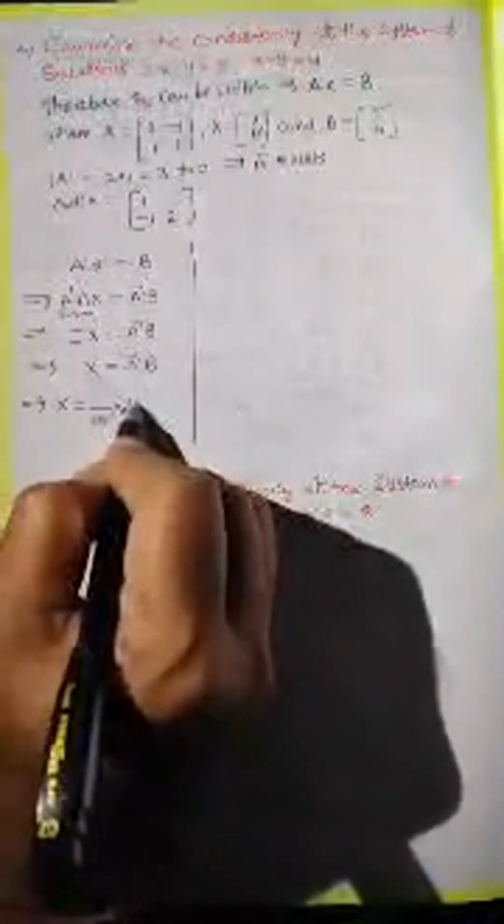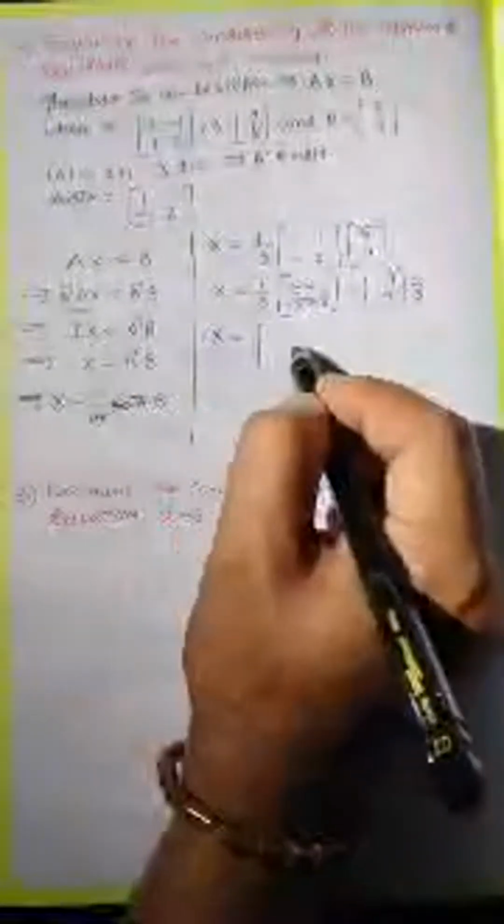So that implies that X equal to A inverse, which means 1 by delta into adjoint A into B. So X equal to 1 by delta, value is 3, adjoint A value [1, 1; minus 1, 2] into B value [5; 4]. So which is equal to 1 by 3, matrix multiplication: 5 plus 4, 9; minus 5 plus 8, 3. So 9, 3 into 1 by 3. So therefore X equal to, dividing by 3, it becomes 3 and 1.